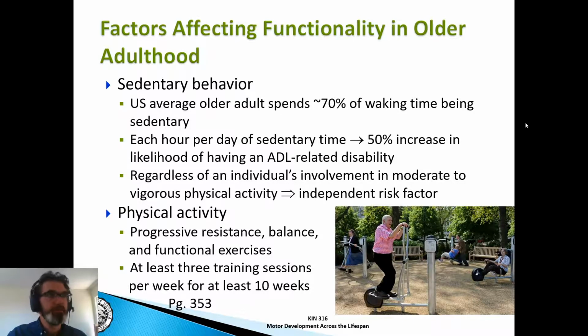Welcome back to part 2 of motor development in adulthood, or across adulthood, and specifically older adulthood. So, factors affecting functionality in older adulthood. This leaves off right from the end of the last one. And when we talk about functionality, we're really talking about activities of daily living. And the main thing is sedentary behavior.